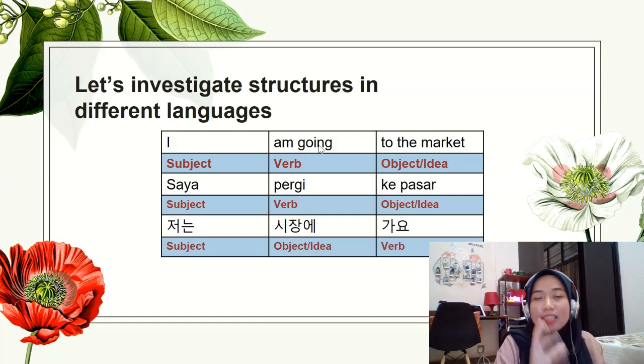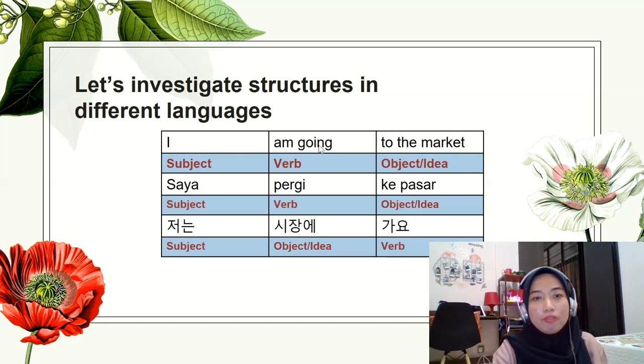Okay, so that is English. But let's take a look at different languages now, because we don't know if other languages would have a different structure. So let's take a look at the Malay language. I'm pretty sure some of you know Malay because most of us are Malaysians. So, saya pergi ke pasar. Saya is the subject. Me, I. The verb here is pergi, go. Ke pasar is the idea of the whole sentence.